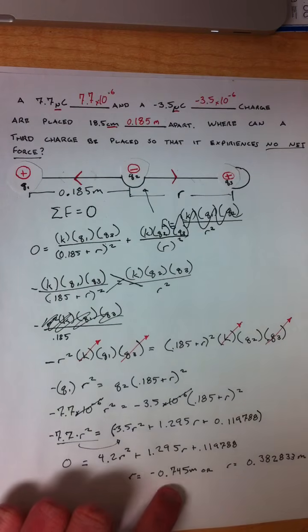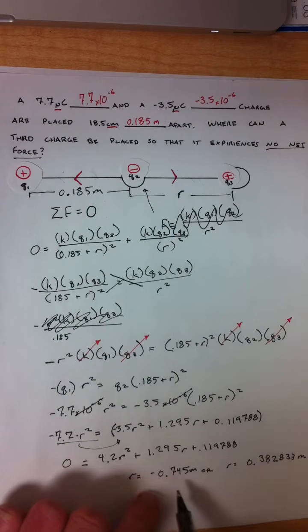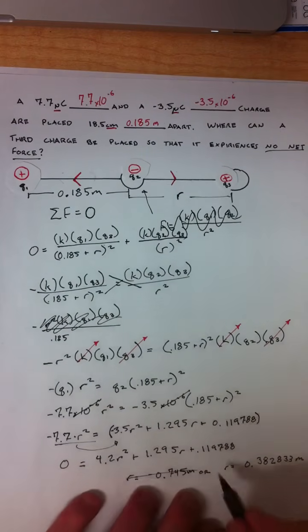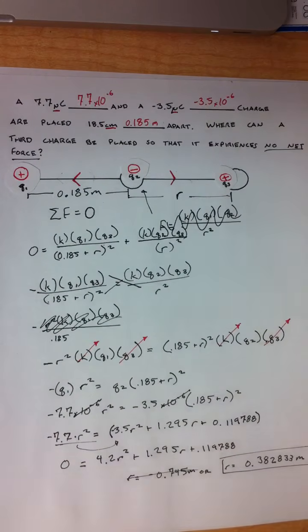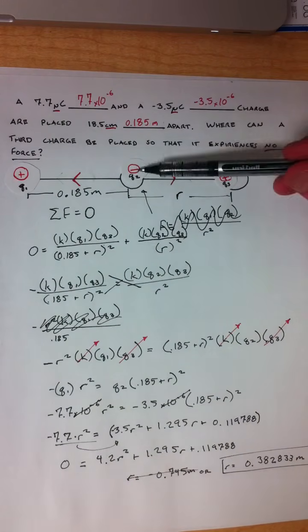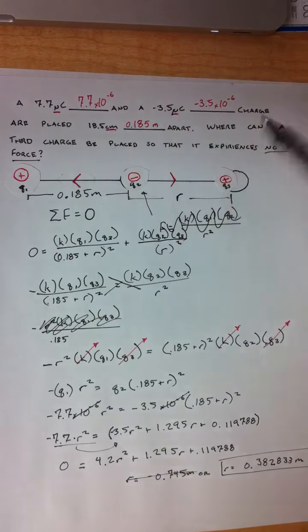Now, we're not going to have a negative distance. We remember that back from elementary school, or middle school, I guess. And so that rules out this answer, and we're left with 0.3828 meters. And this distance, as we defined up here, is distance from this negative charge. So it's a distance beyond the negative charge, so not towards the positive charge, or that would upset the whole ordeal.